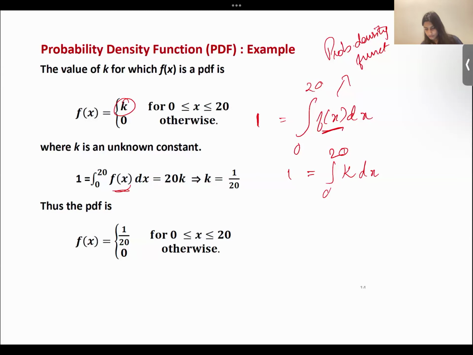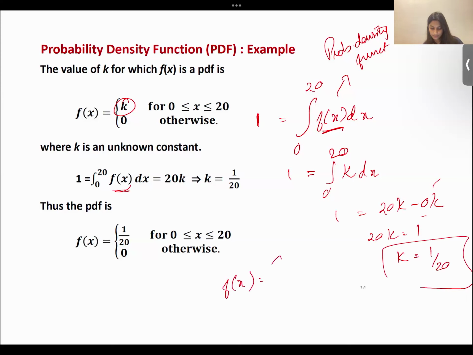So you'll get 20k minus 0k is equal to 1. 0k is 0, so 20k is equal to 1. k is equal to 1 by 20. So now you rewrite your function like this. f of x is equal to 1 by 20 if x is between 0 to 20, and f of x is 0 otherwise.